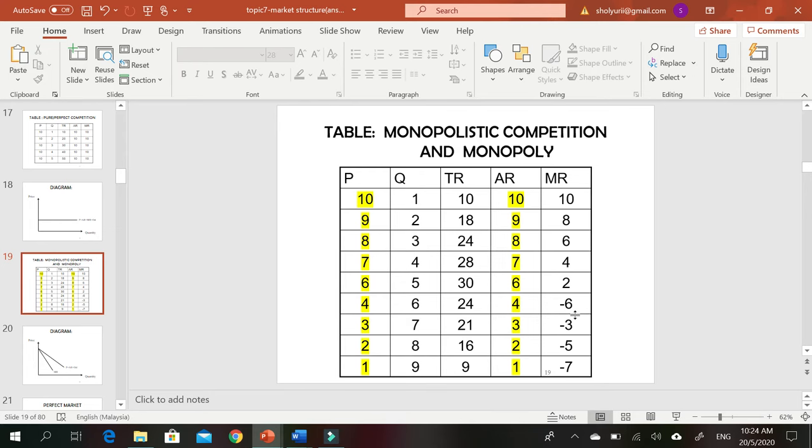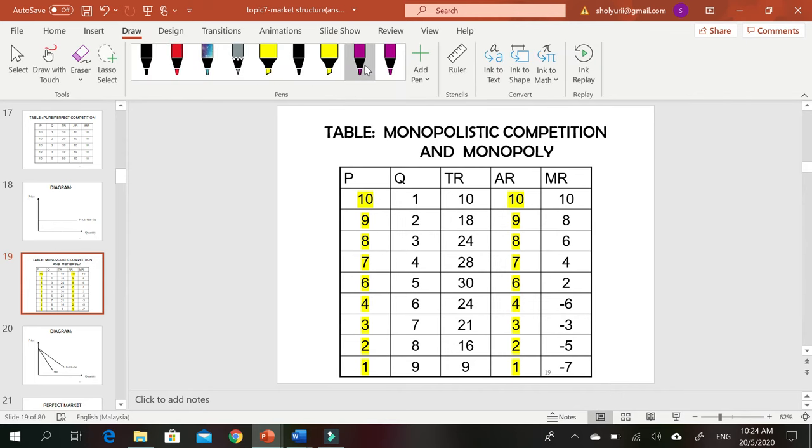And while for MR, okay, so for this one, like I told you, you just find the differences. Okay? Find the differences. So, here is 0, so it's 10, 0, it's 1. So 10 over 1 dapat 10. So kat sini, 8, kat sini, 1. 8 bagi 1 dapat 8. Ha, sini 24, tolak 18, 6. 6 bagi 1, so dapat 6. Okay, hopefully you nampak kat sini eh. Alright, so this is the value of MR. Okay, so for monopoly and monopolistic, the value of MR is not the same like the value of AR. Lain, tak sama.